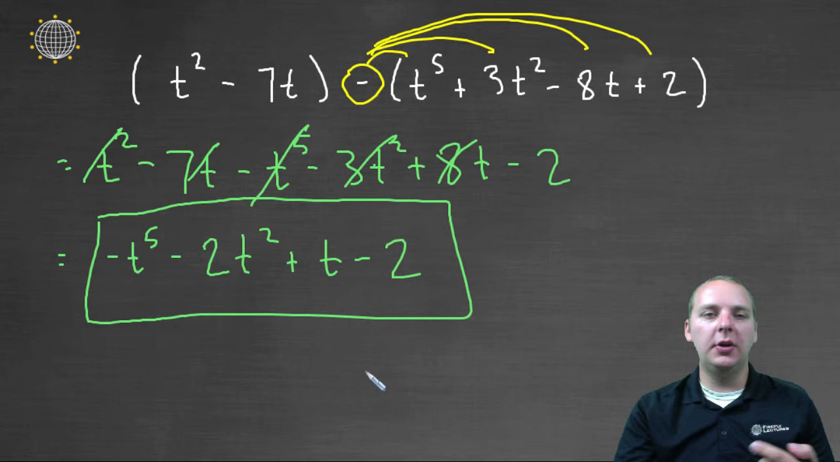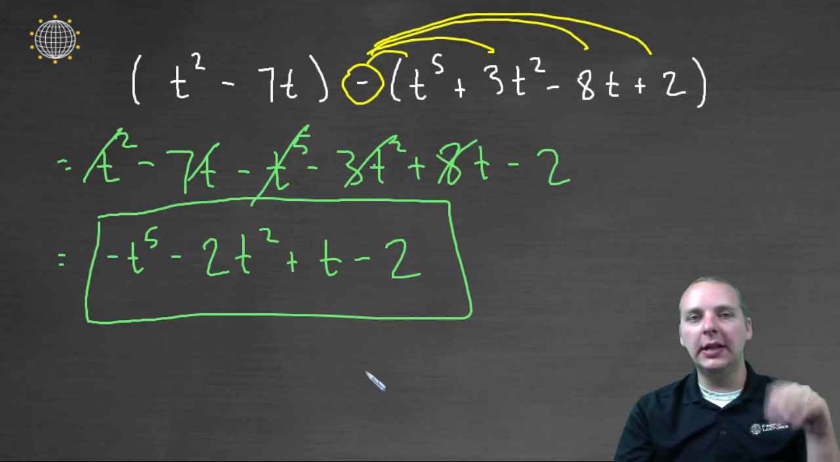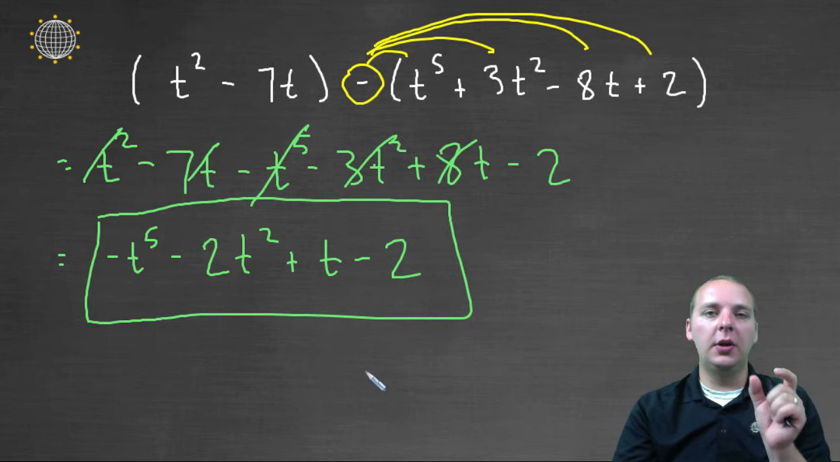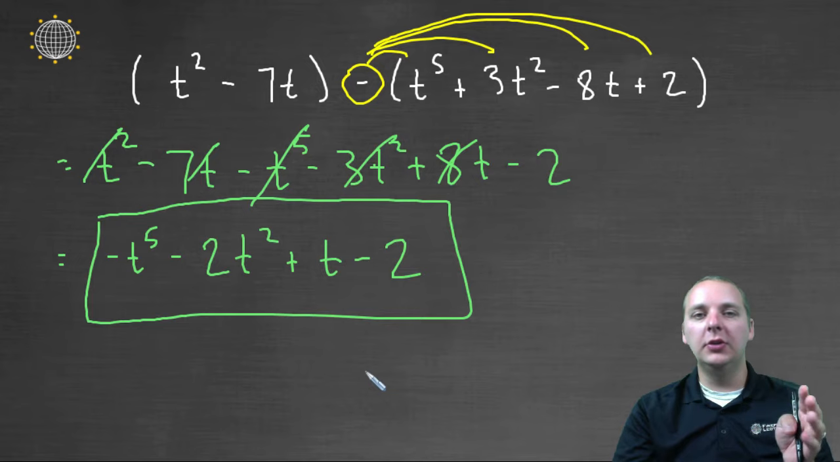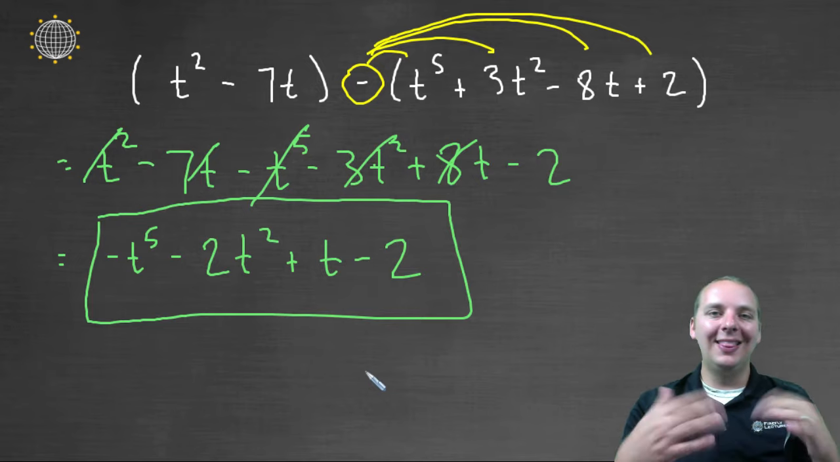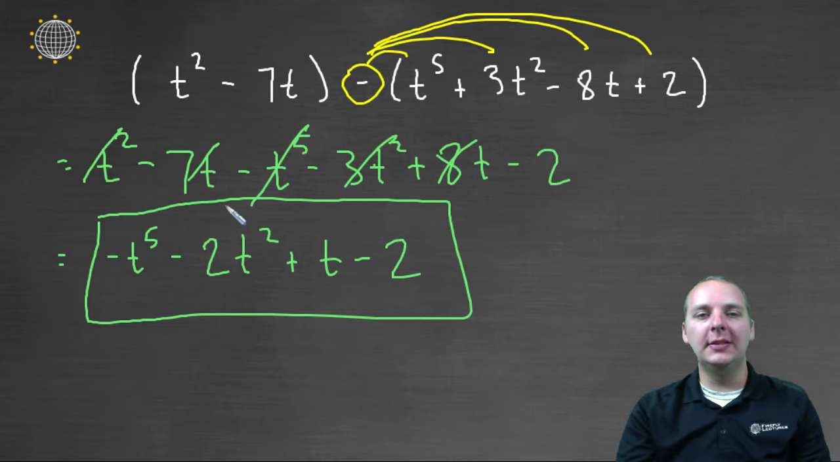So just in summary, you drop the parentheses from the leading polynomial, but for the one that has the minus in front of it, you distribute that negative to all the terms of the second polynomial. Then once there's no more parentheses, then you just combine any like terms that you see.